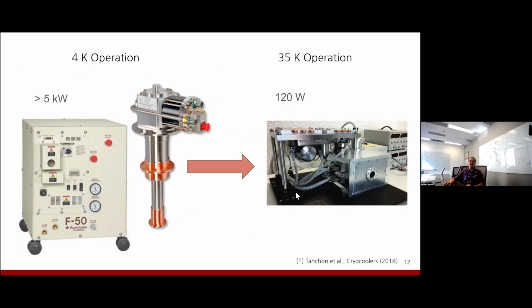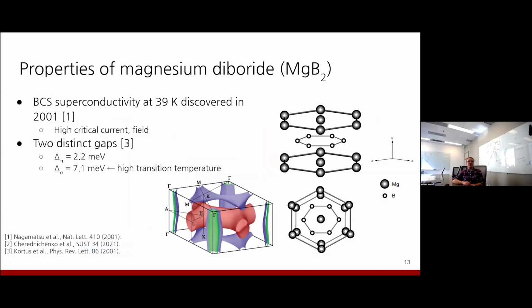But state-of-the-art cryostats can get 35 Kelvin operation with just something that sits on a table and plugs into normal wall power. So with the cryocooler technology advancing, we should be catching up to take advantage of these new cryocoolers. If we could operate at 35 Kelvin, then we could use a device like this, and we could deploy our devices much more widely. That's where magnesium diboride comes in.